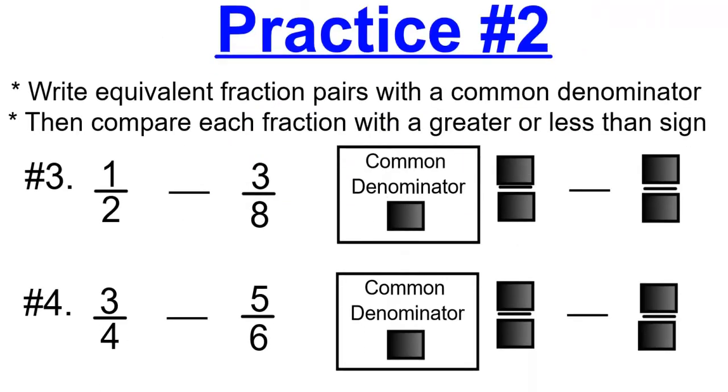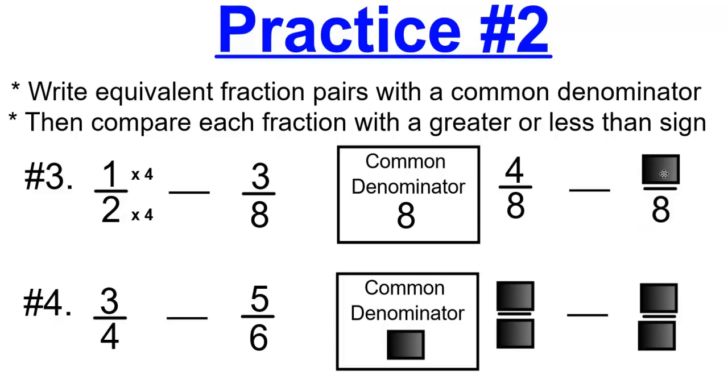Practice number 2. Write equivalent fraction pairs with a common denominator, then compare each fraction with a greater than or less than sign. Common denominator to 2 and 8 is going to be 8. To get from 2 to 8, we multiply by 4, which means you multiply the numerator by 4. 2 times 4 is 8. And 1 times 4 is 4. The 3/8 will stay the same. And since 4/8 is greater than 3/8, put the greater than sign here, which means 1 over 2 is also greater than 3 over 8.